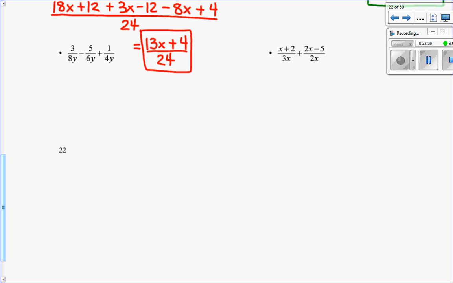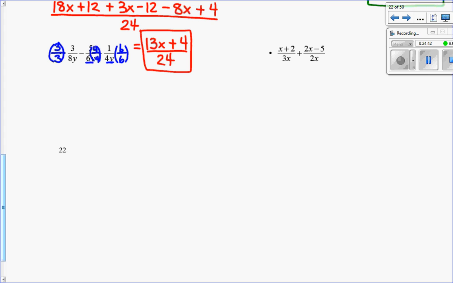Okay, so what would I have to multiply my 8 by to give 24 in the denominator? 3. 8 times 3 is 24. So I'm going to multiply the numerator also by 3. Okay, what am I having to multiply my 6 by to get 24? Right, 4. So I'm multiplying this middle term by 4 over 4, because I'm doing the same thing to the top as I do to the bottom. Okay, and then the same thing here. What would I have to multiply my 4 by to get 24? 6, right? So I have to make sure I multiply the top by 6.